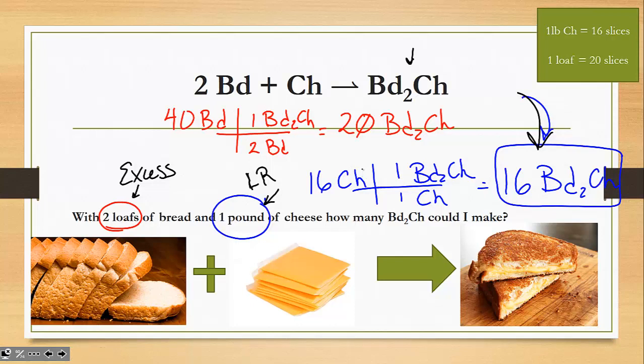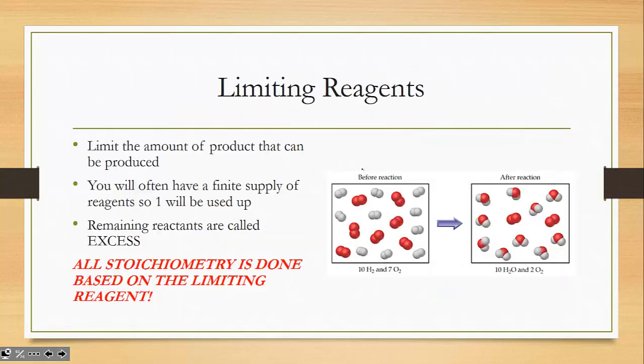In a real chemistry problem, you'll be given all your reactants, and you need to figure out which one is going to limit the amount of product you can produce, because that limited amount is the amount you can actually make. The excess reagent, the one that you have extra of, is just going to be left behind. So again, a limiting reagent is the reactant that limits the amount of product you can produce. Whatever is left over is known as the excess reagent.